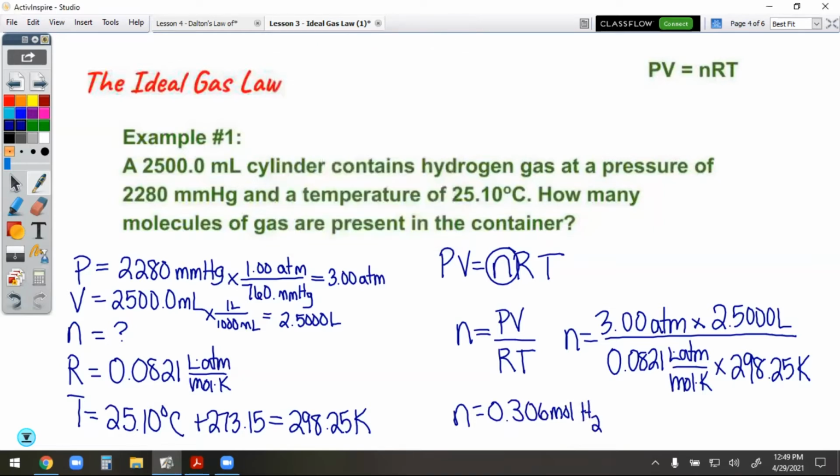So in this case, our number of moles of hydrogen turns out to be 0.306. Now, we didn't actually answer the question just yet. In order to get into molecules of H2, we have to multiply by, and this goes back to October, Avogadro's number. That is our bridge from number of moles to the number of molecules.